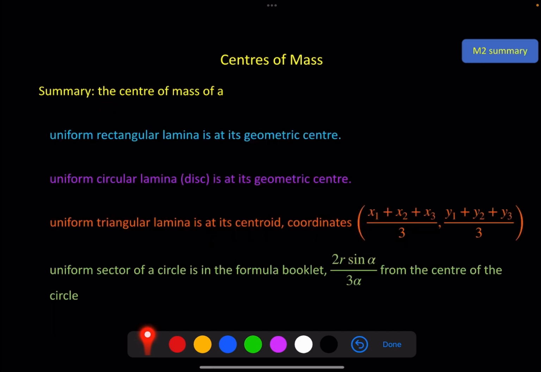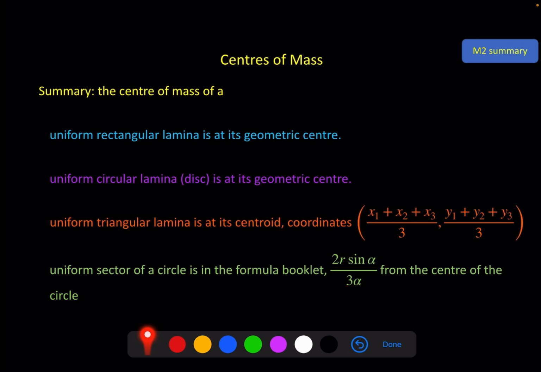So a quick summary of all of these. The center of mass of a uniform rectangular lamina is at its geometric center. For a uniform circular lamina, sometimes called a disk, that is also at its geometric center. For a uniform triangular lamina, it is at its centroid, which is 2/3 from the vertex along the median, and the coordinates of that are given here, given the coordinates of each of the vertices. For a uniform sector of a circle, it is in the formula booklet, this formula here, and it's measured from the center of the circle along the line of symmetry.